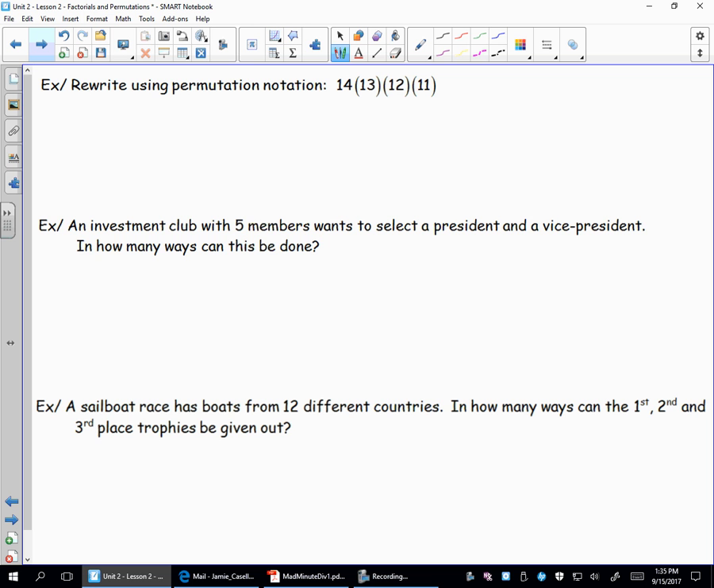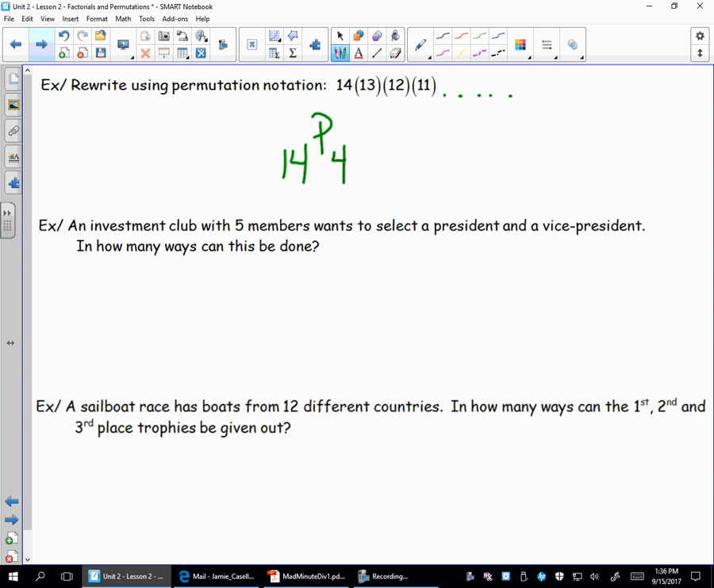And let's examine some questions that deal with these. So, rewrite using permutation notation. So 14 times 13 times 12 times 11, that looks like a series of numbers, but it's not all the numbers, it's only the first 4 numbers. So in permutation notation, there were 14 objects, if this kept on going, but I only filled the first 4 spots, so 14P4.